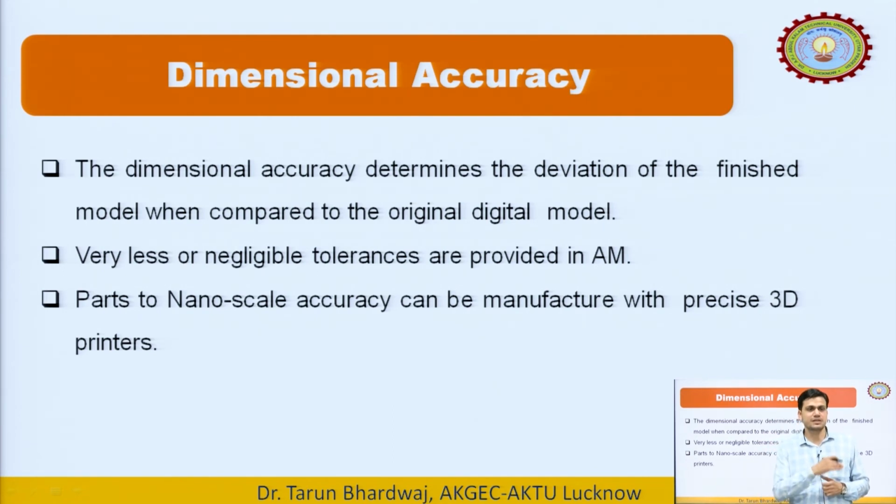Okay, so dimension accuracy determines the deviation of the finished model when compared to the original digital model, ठीक है. So that will determine basically the deviation कि how the finished model and how your original digital model is. Very less or negligible tolerance is provided in the AM. यहाँ पे बहुत ही कम टॉलरेंस हम लोग प्रोवाइड करते हैं.